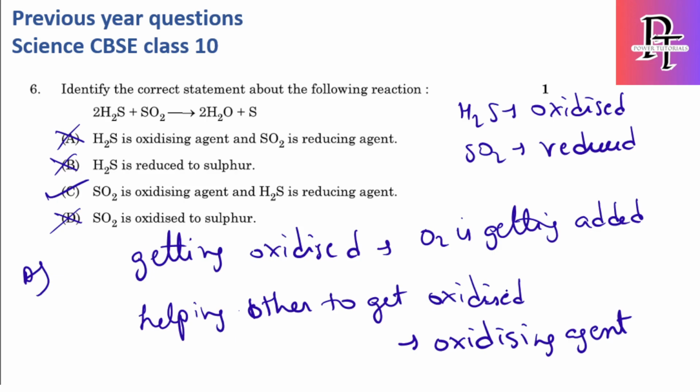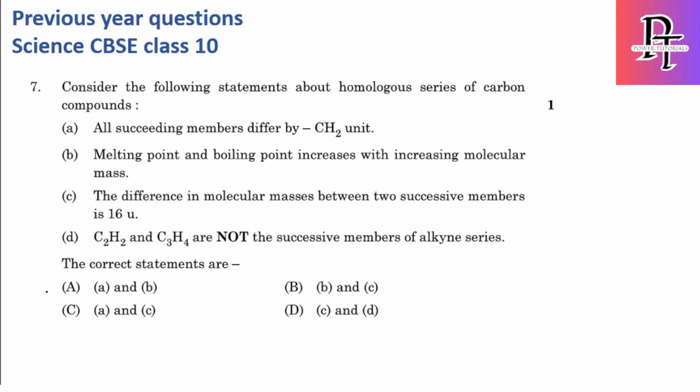Next, move to the 7th question. You can see the following statements about homologues of carbon compounds. All succeeding members differ by CH2 unit. Yes, this is correct. For example, if I take alkynes, C2H2 is the first one, then C3H4, and so on, 2, 4, 6 minus 2, 4. If I take the difference between these two, it is 1 carbon and 2 hydrogens. Hence, all succeeding members differ by CH2 is correct.